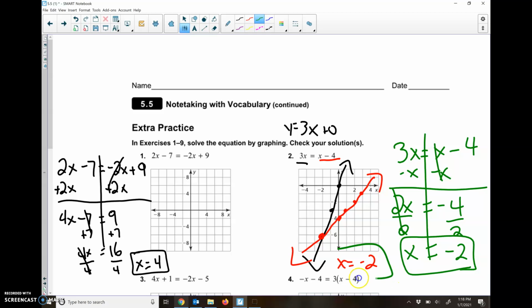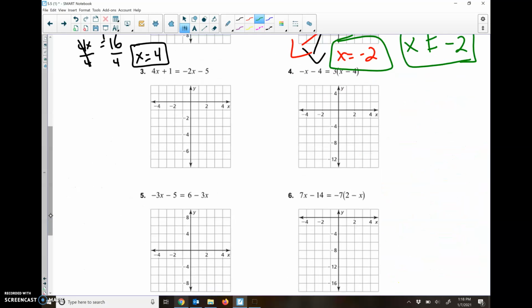No matter what you see, each answer I get is negative 2. Okay. Number 4 gets a little more complicated just because it adds some parentheses. Otherwise, it's pretty much the same thing. So I have negative x minus 4. And then I have these parentheses.